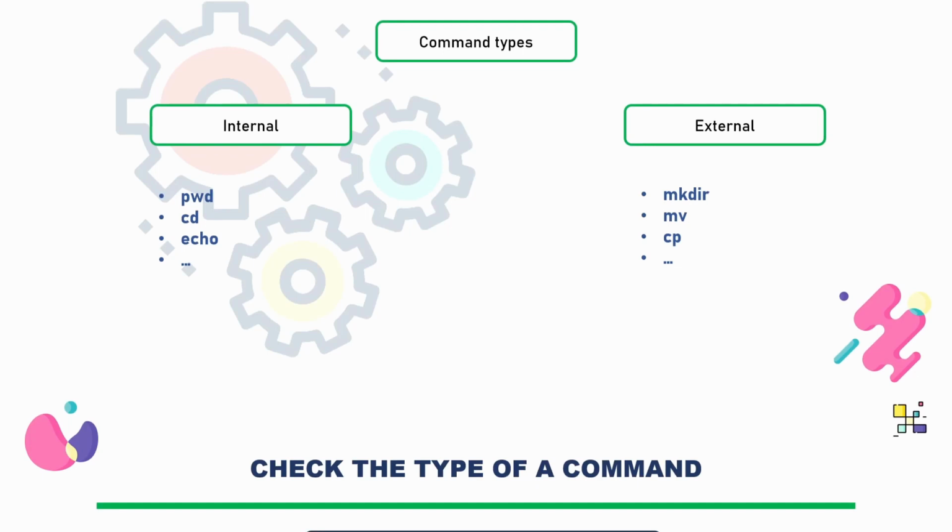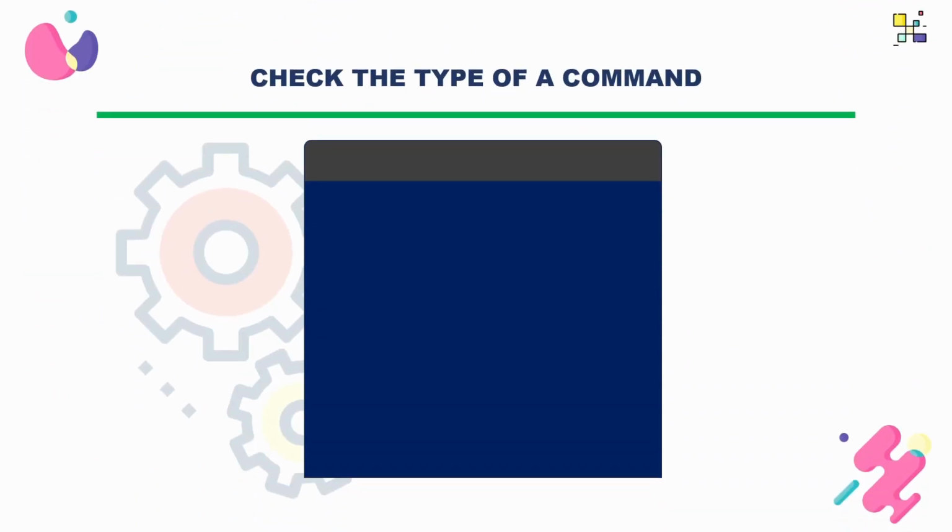Let us now see how to check the type of a command. Is it a shell built-in command or is it an external command? To check the type of a particular command, you can use the type command. The type command will tell you whether a command is a shell built-in or it is an external command.